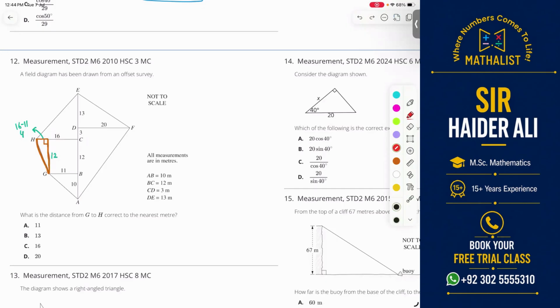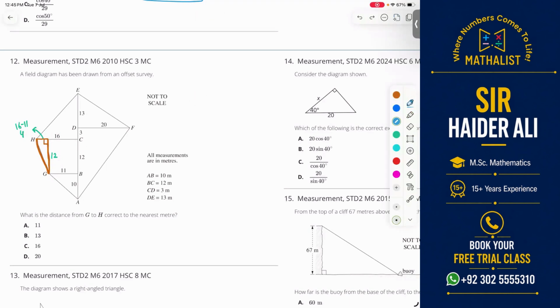It's 12. It's 4. And now you can find this one, right? How is it 4? Because the total is 16 and this one is 11. This is 11. And the other one, you can find: 16 minus 11.